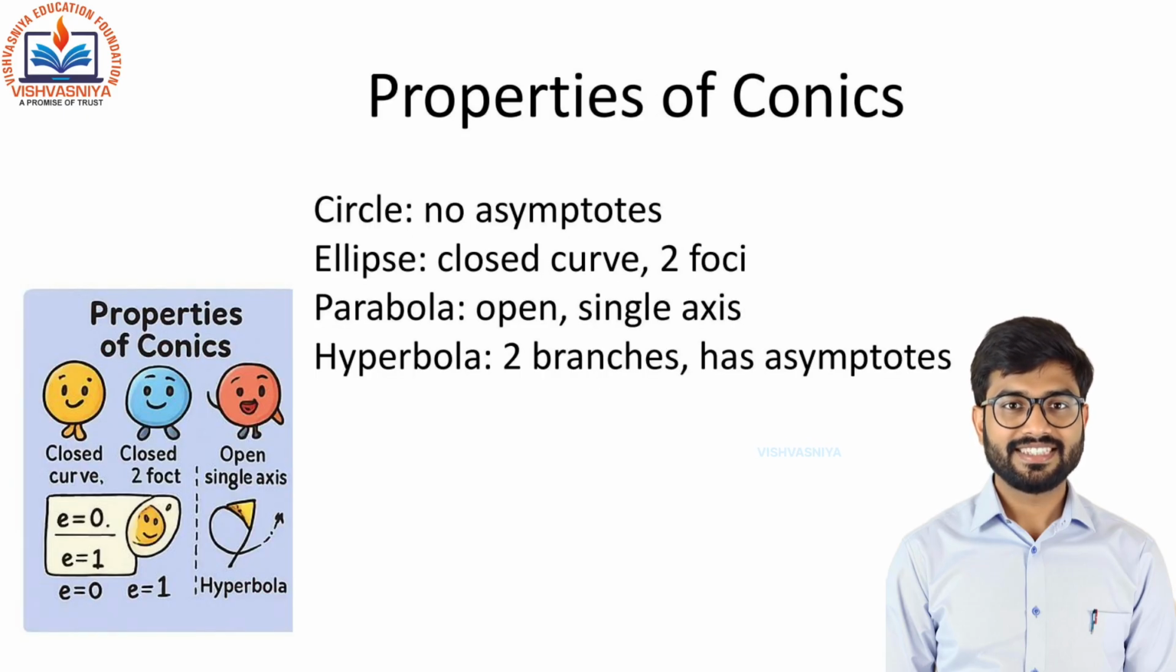Each conic has distinct properties. A circle has no asymptotes and is perfectly symmetrical. An ellipse is closed, has two foci and no asymptotes. A parabola opens infinitely in one direction. A hyperbola has two open branches and asymptotes crossing at its center.